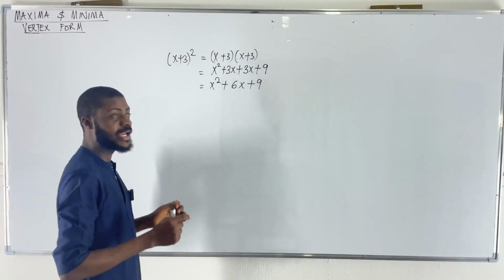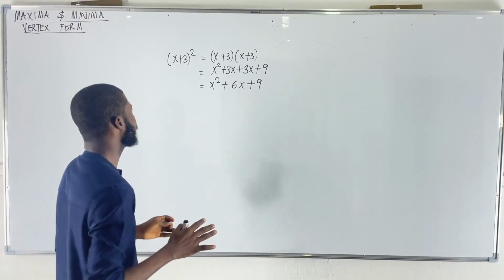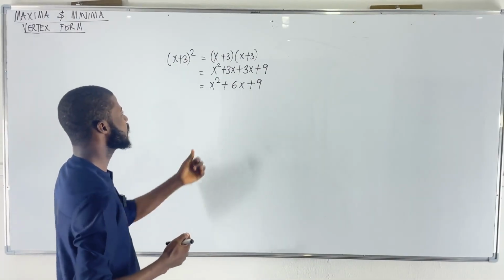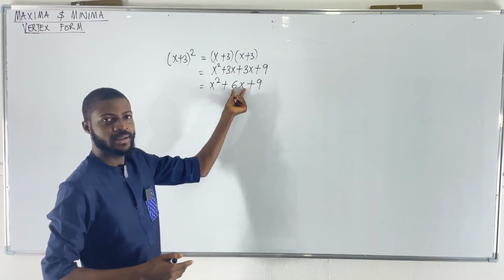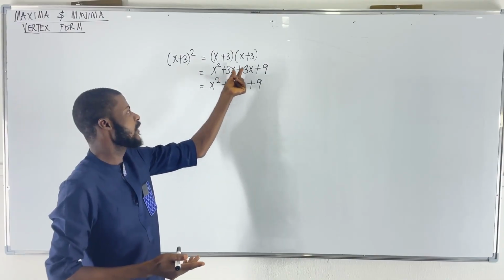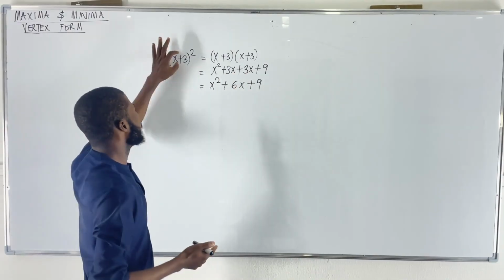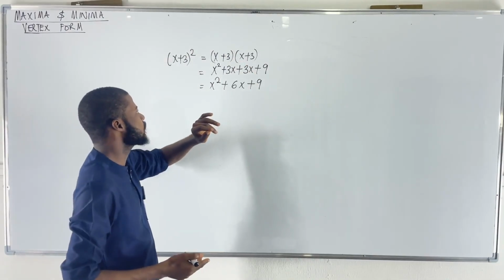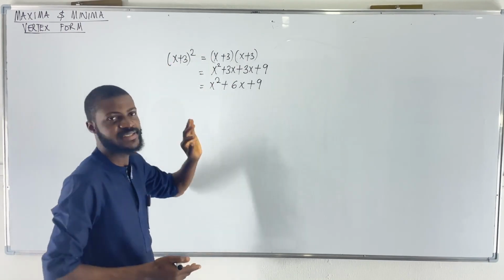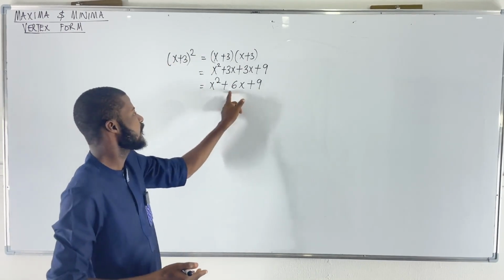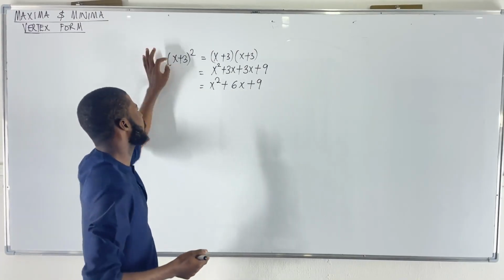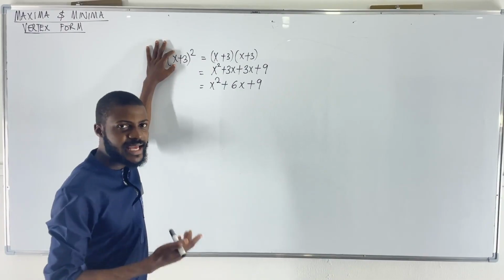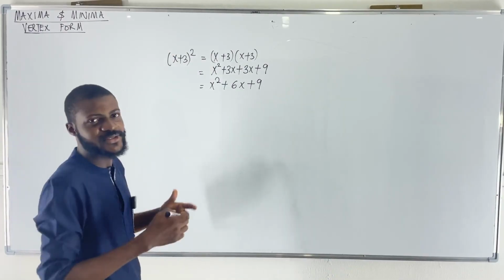Now, what do you notice? I noticed that the 3x repeated itself, so it became double to become 6x. Double of 3x gives me 6x. Then the 3 was being squared. The result we have here is actually a perfect square, so we could write this in terms of the square of one item. That's x plus 3 squared.